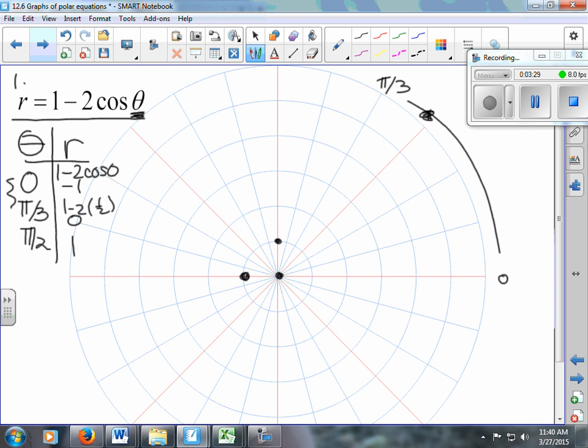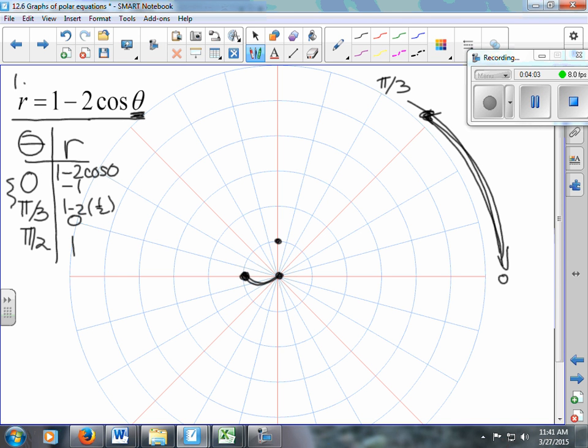Wait, was it less than a half? Hold on. The cosine of the angles between 0 and pi thirds is more than a half. And so I was taking 1 minus values that were more than a half. When I multiplied by 2, I got a number more than 1, but I got negative r's. So all of these gave me really small negative r's between the angle of 0 and pi thirds.